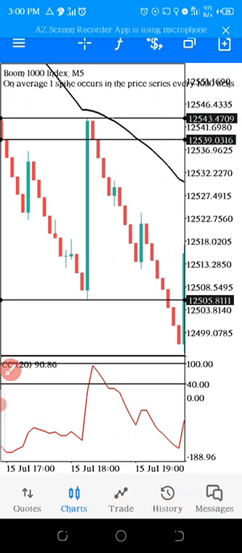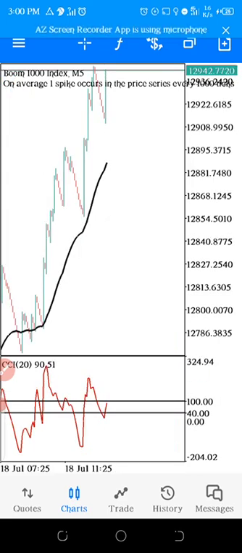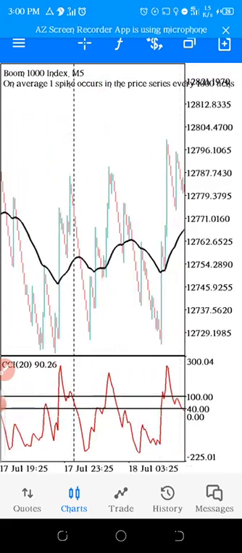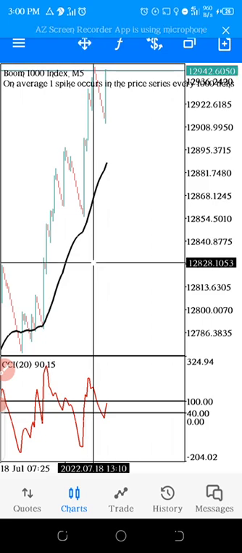Okay, so let me show you the indicator settings. Now it does not have a zoom level because the indicator does not move. Wherever it is, that is where it is going to be. The indicator doesn't move at all. This is for Boom 1000. It works better for Boom 1000. That is why I've based my charts only on Boom 1000. So let me show you the indicator settings.